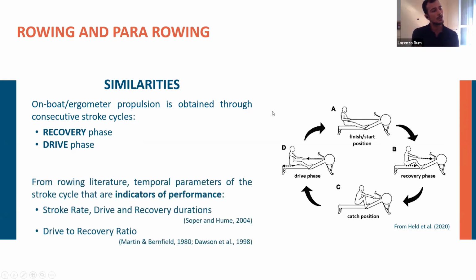From the rowing literature, some temporal parameters of the stroke cycle have been identified as indicators of performance. Among them, we can find the stroke rate, which is the number of strokes per minute, and the drive and recovery phase durations, as well as the drive to recovery ratio, which is a parameter usually used to describe the athlete's rhythm.